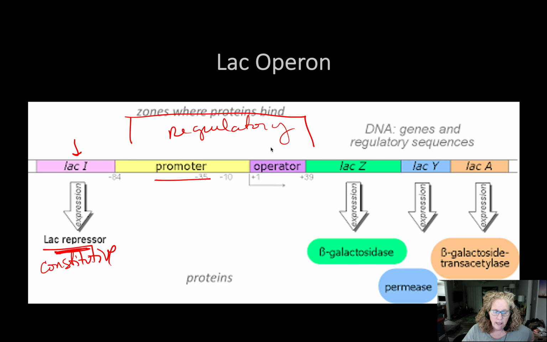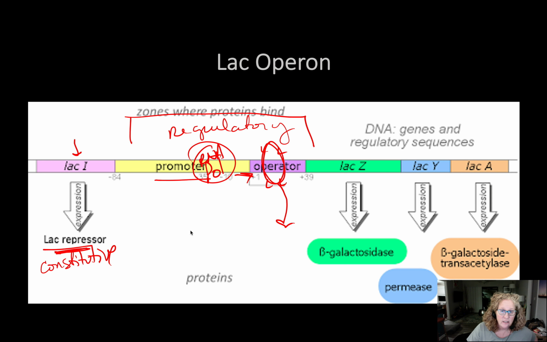So when my Lac repressor is sitting on here, in order to remove the Lac repressor, I have to add a bunch of lactose to this guy. And this is going to cause the Lac repressor to fall off. Now, RNA polymerase wants to move forward and transcribe, but RNA polymerase has to be activated.